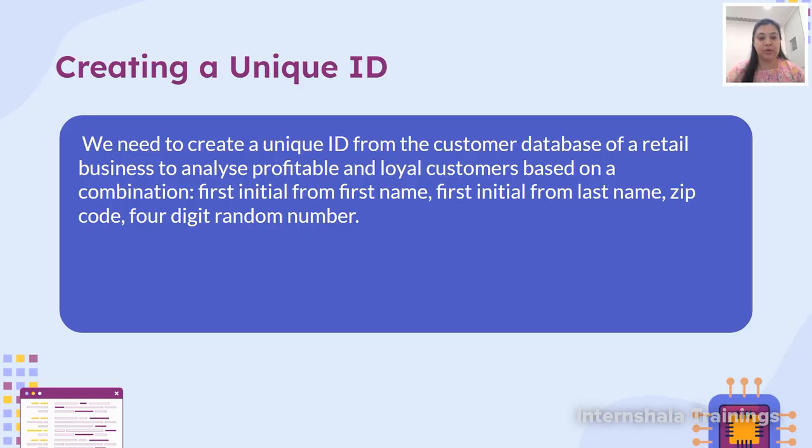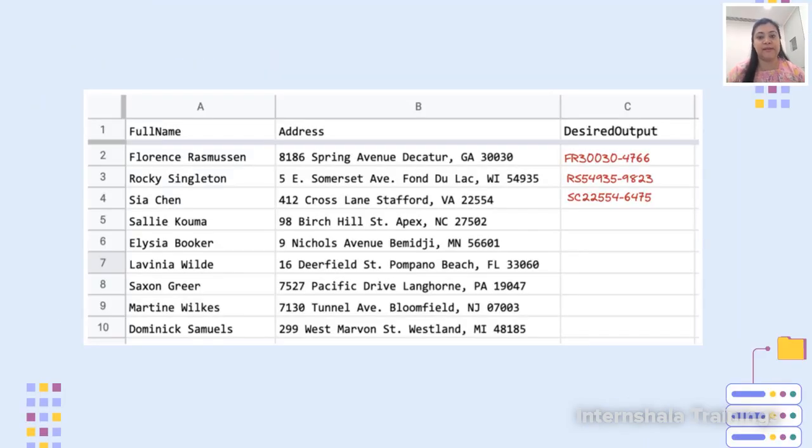Okay, so now if you quantify and look at what you actually want as the desired output, this is what you can see in front of you. The first name, if you see, is Florence Rasmussen, and his address is this. So what we needed was the first letter of the first name, which is F. You can see it in the desired output column, which is column C. Then we have Rasmussen, so his last name's first letter, which is R, you can see here.